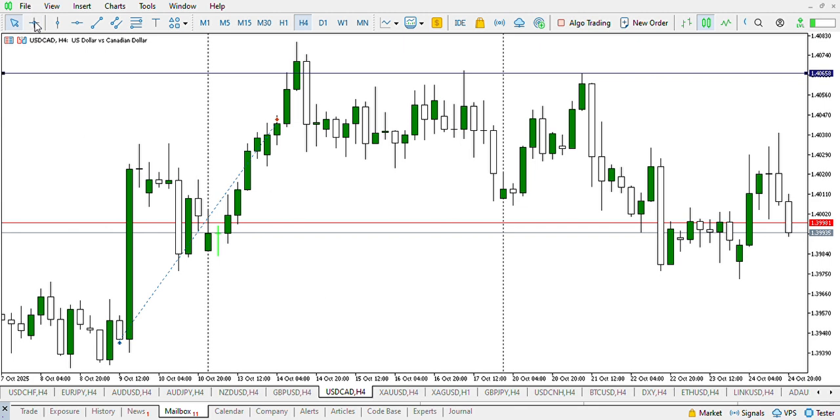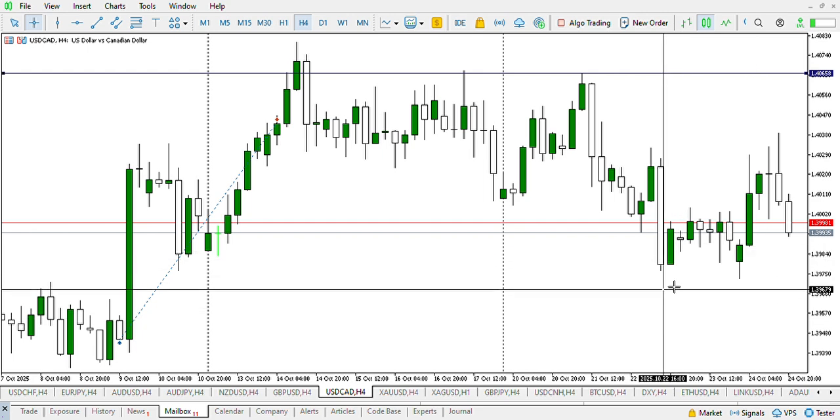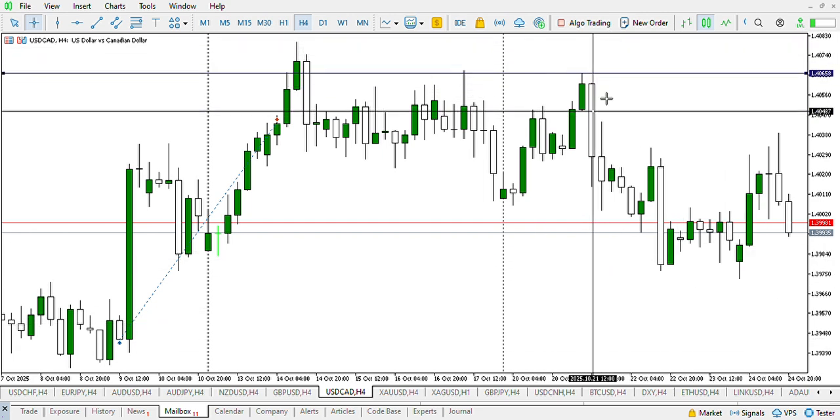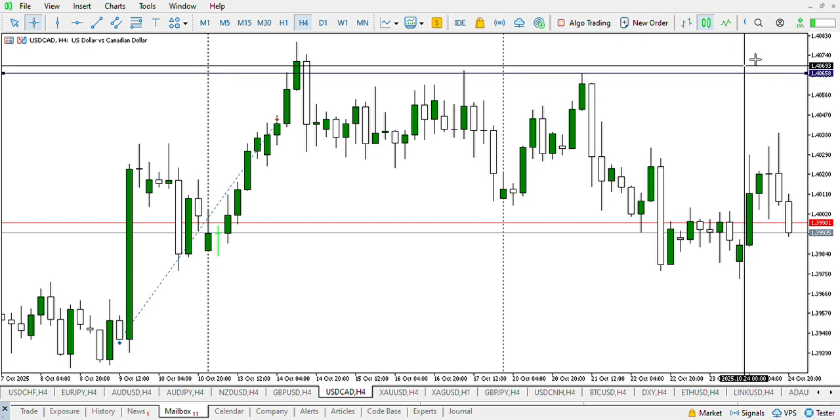On USD/CAD, at the low of last week we can see a buy candle here, so we are not looking out for this low. However, at the top we can see a buy candle, so we expect this high to be taken out for a pattern to the downside.